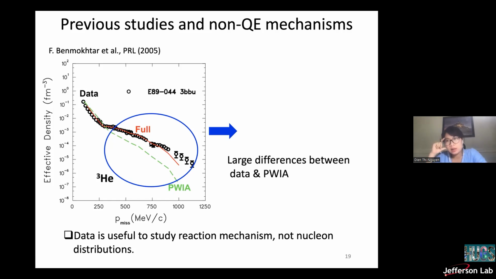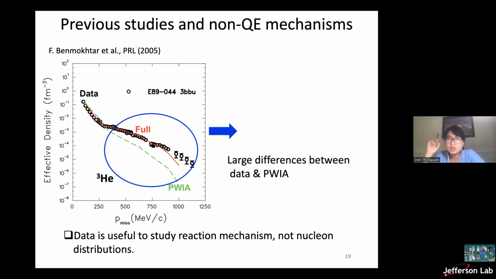And I mentioned that if we want to study the nucleon distribution, like the initial information of it, it should follow the plane wave approximation, right? But now with this big difference, it means that we are kind of far off from that picture, from that approximation. So this data can be very useful to study the reaction mechanism, but it's so far off from the original, the initial information of the nucleon. So it's not that useful to study the nucleon distribution.